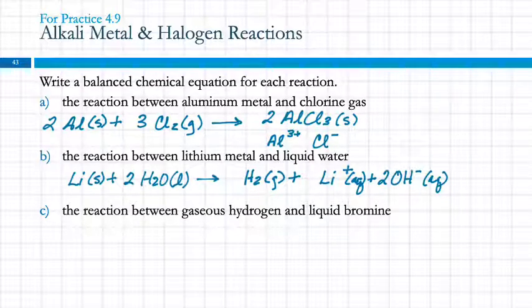This next one's doable. Reaction between gaseous hydrogen and liquid bromine. So both of these are molecular elements, diatomic. H2, gas, and Br2, liquid. Bromine is the only non-metal liquid element at room temperature. Br2, there we go.